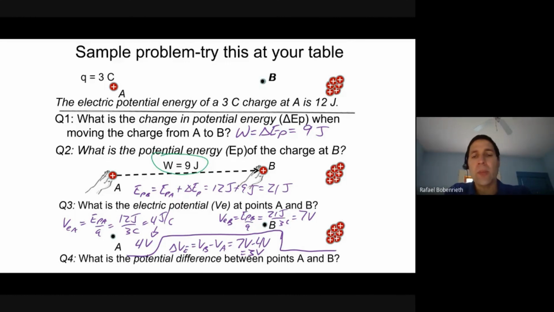Question 3, what is the electric potential at points A and B? Similar to what we did last slide, we're going to take that equation. Electric potential is the electric potential energy per unit charge. So at A, it's 12 joules divided by 3 coulombs, which means 4 joules per coulomb, or 4 volts. Similarly, at B, it is the electric potential energy at B, which is 21 joules divided by the same 3 coulombs, or 7 joules per coulomb, or 7 volts.